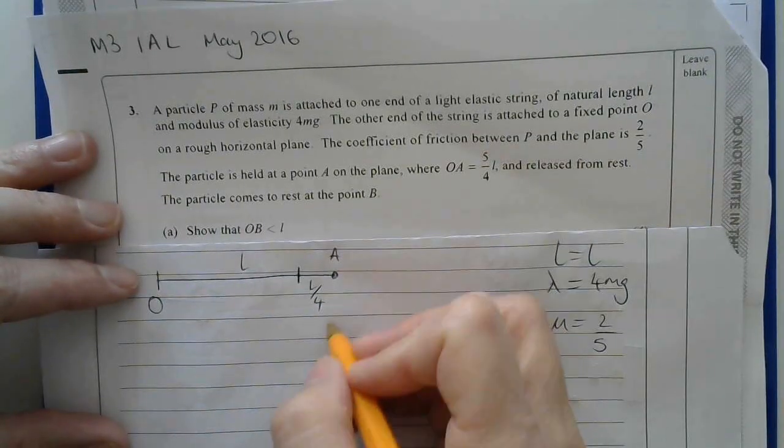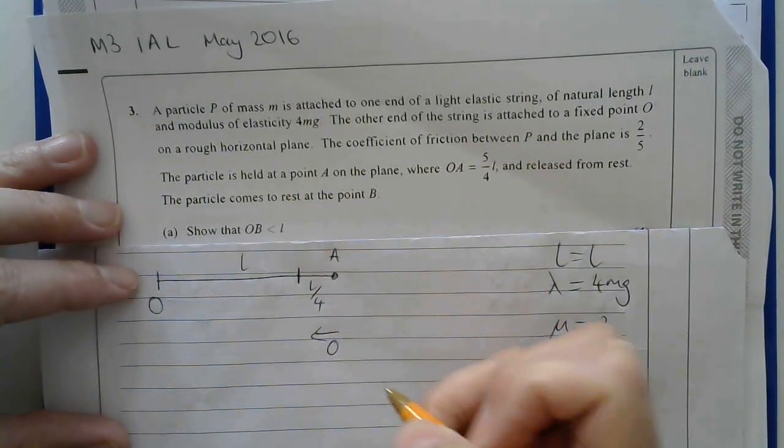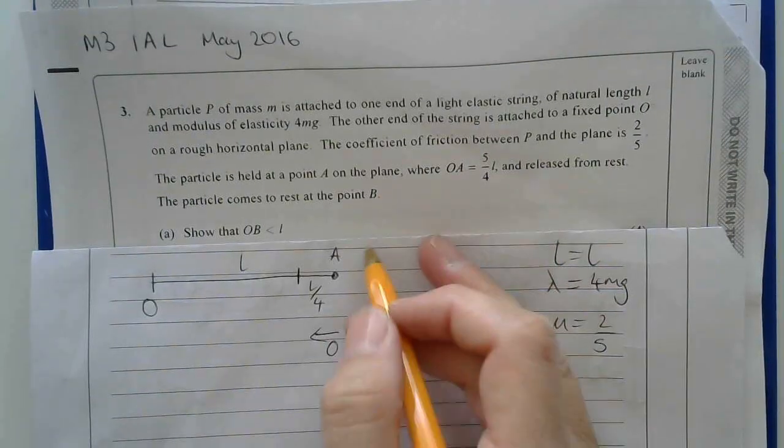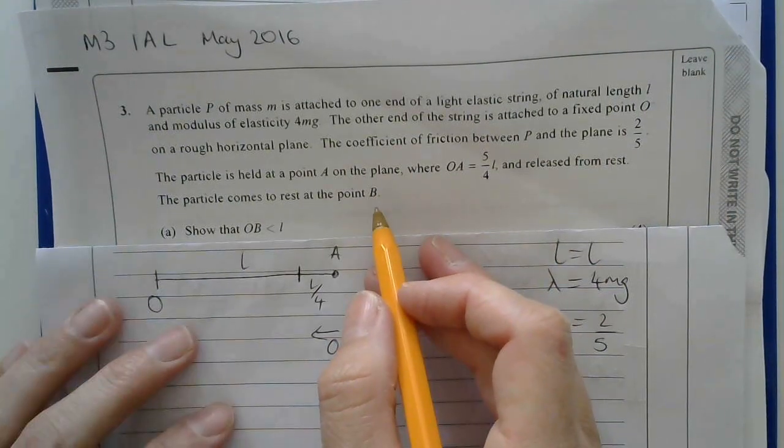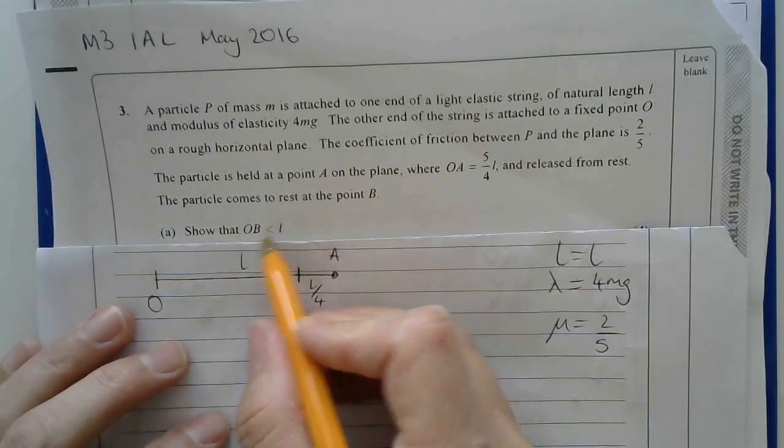It's released from rest, so here there is no kinetic energy. And the particle comes to rest at the point B. Show that OB is less than L.